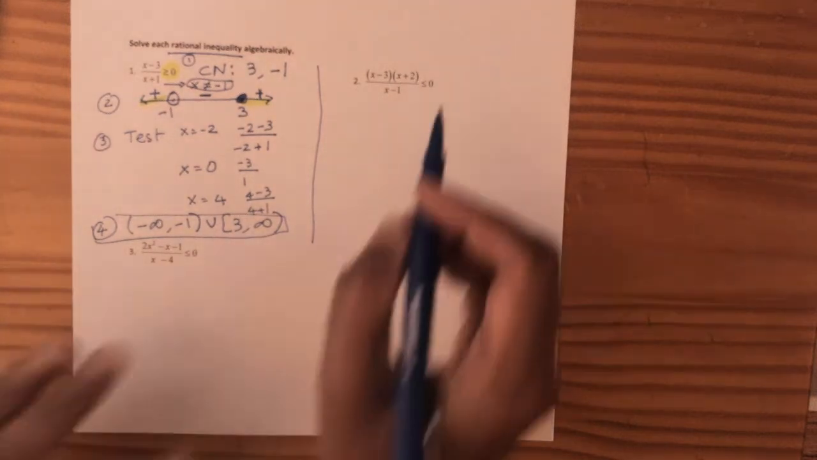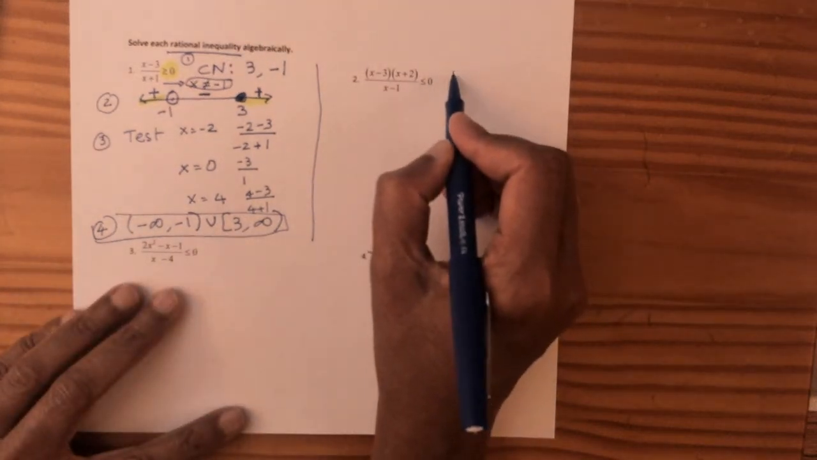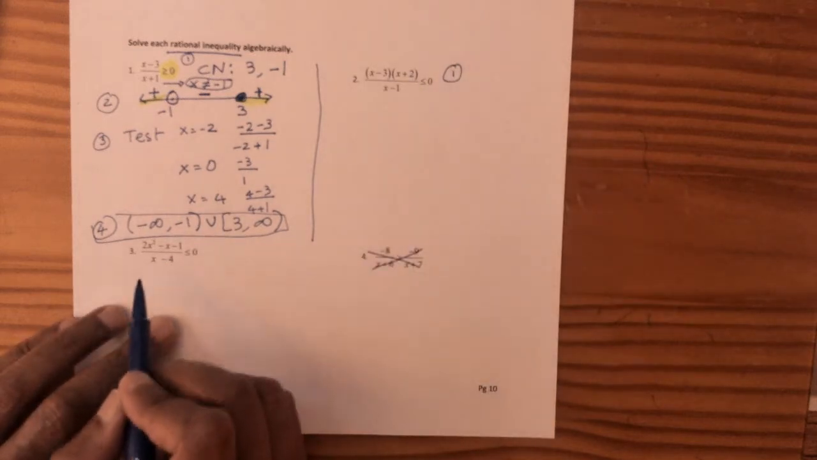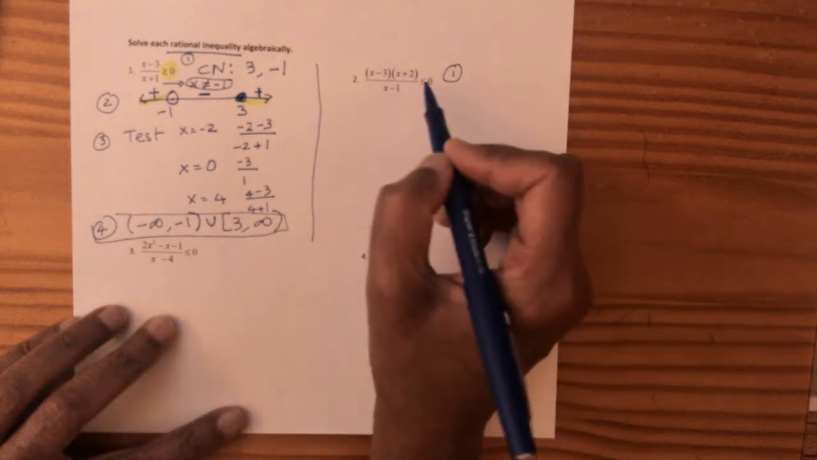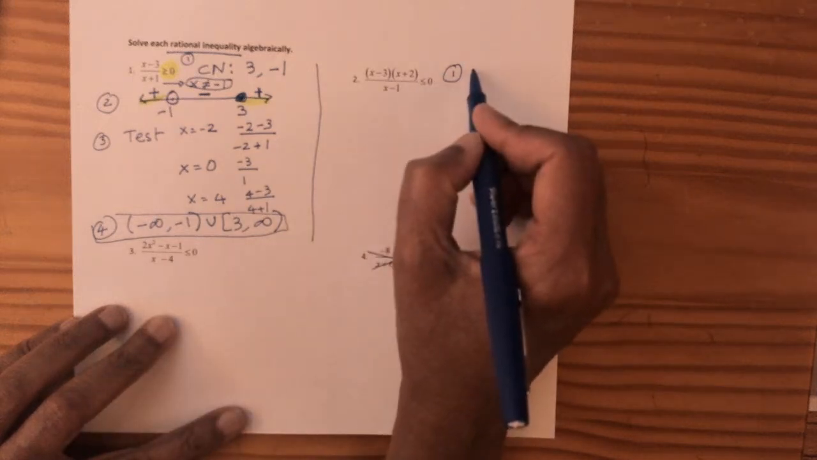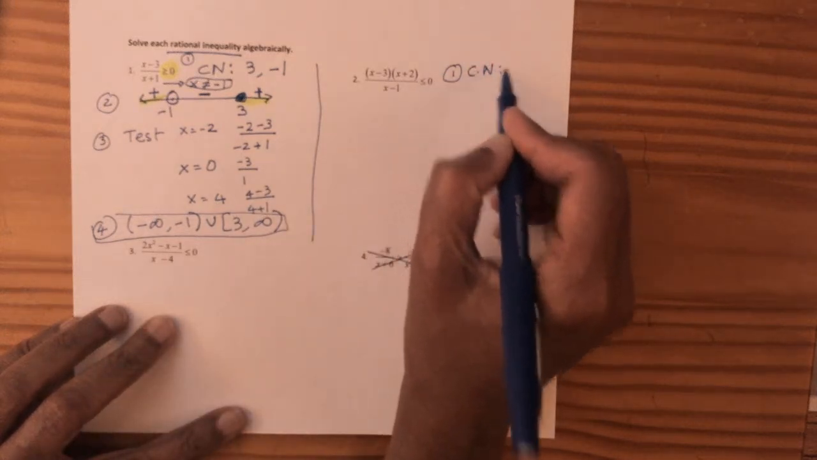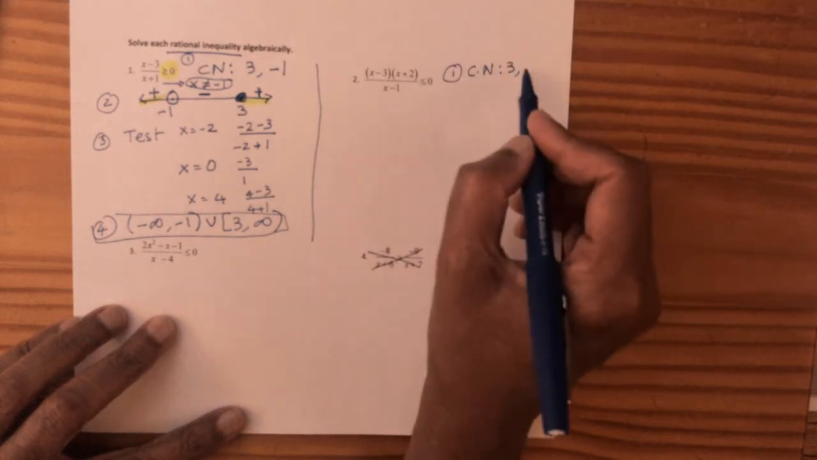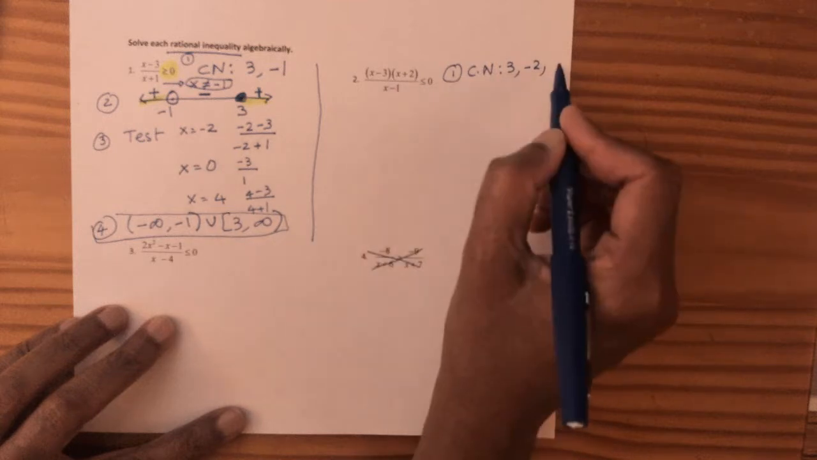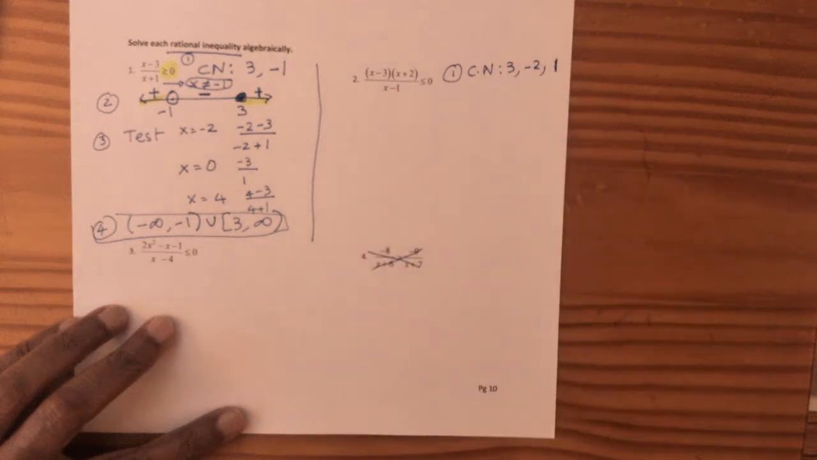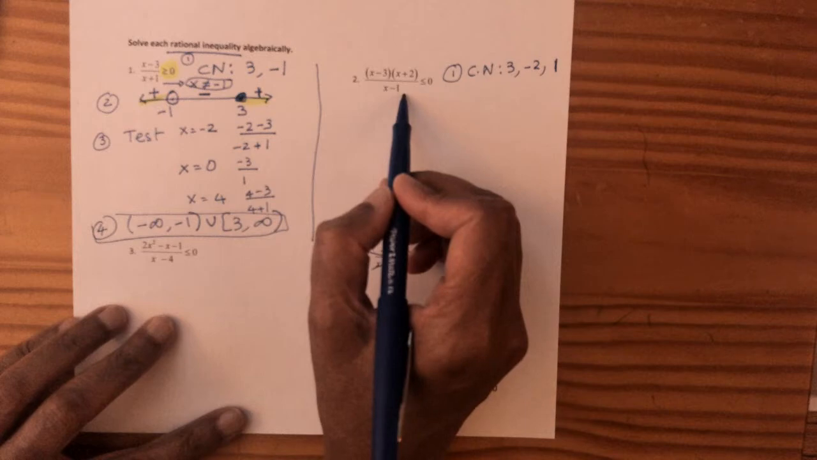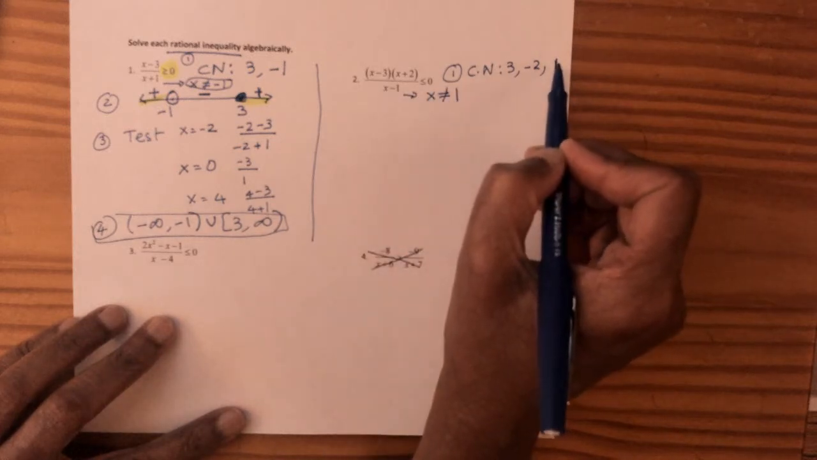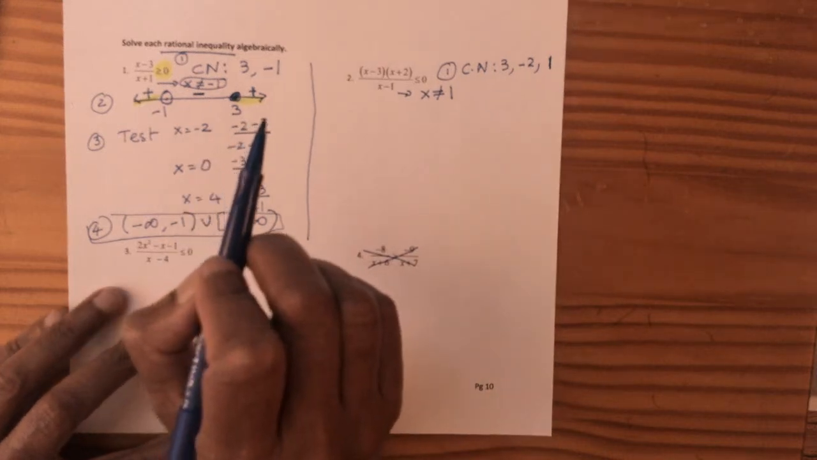Here my first step is to find the critical numbers. Again, there's no need to factor. In question number 3, you'll have to factor to find your critical numbers, and this is already in factored form, so I don't need to. So my critical numbers are positive 3, negative 2, and positive 1. And think about the discontinuity. x cannot be equal to positive 1. So this will be an open circle. Keep that in mind when we do our number line.